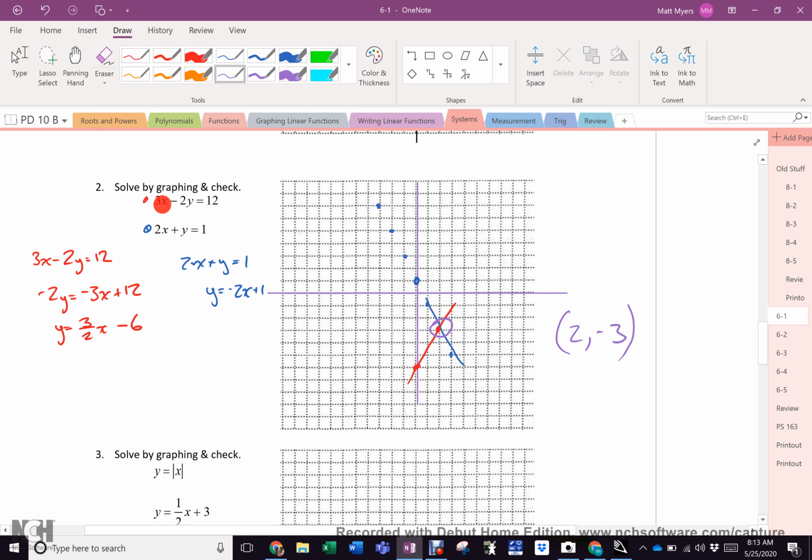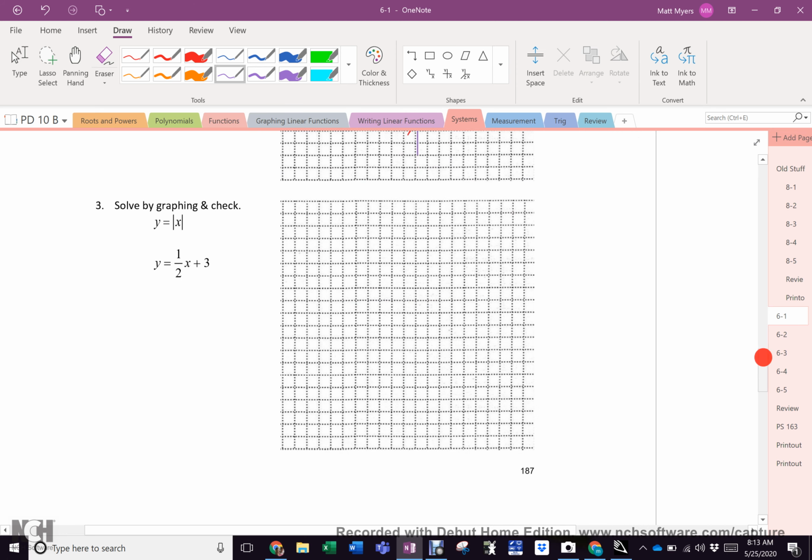Is 6 plus 6 12? Yep. Is 4 plus negative 3 1? Yep. So I know I did it right. Okay, and the last one.